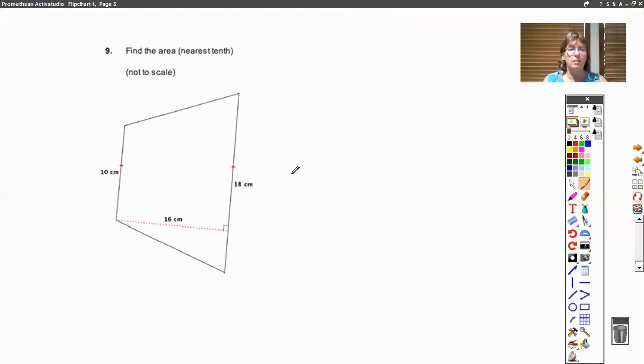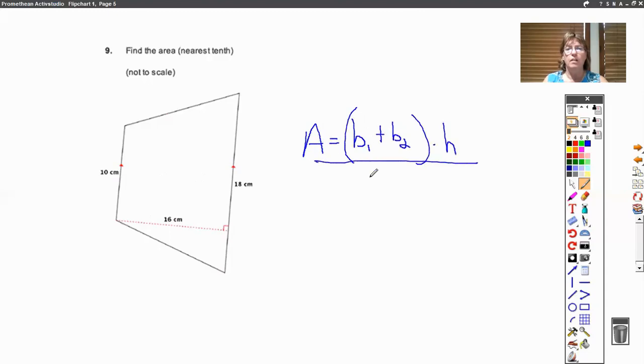And I see that I have a set of parallel lines, but the other sides are not parallel. So this is a trapezoid, okay? So a trapezoid has one set of parallel lines. We have to use a formula for a trapezoid. And again, the formula for the area of a trapezoid is base 1 plus base 2 times the height divided by 2. And then we just start substituting.